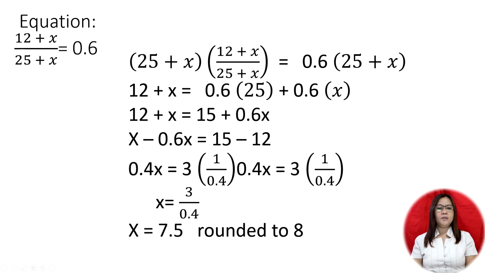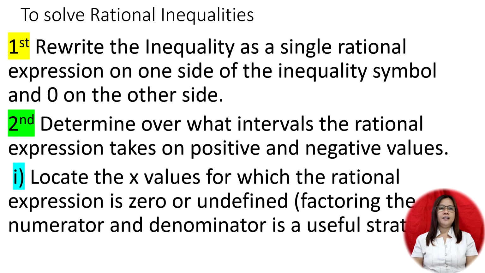So we have 1 over 0.4 times 0.4x is equal to 3 times 1 over 0.4, which is x is equal to 3 over 0.4. 3 divided by 0.4 is equal to 7.5, rounded to 8. Therefore, Barangay Cabarwan needs to win 8 games in a row to raise their winning percentage to 60%.